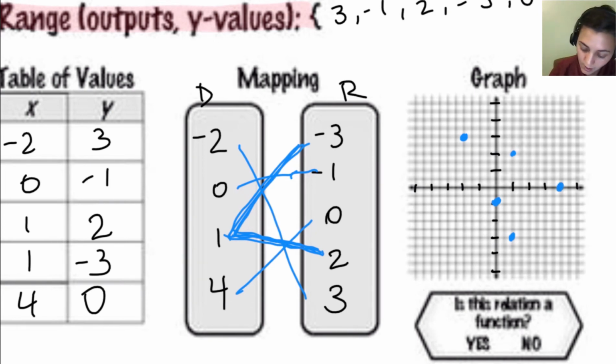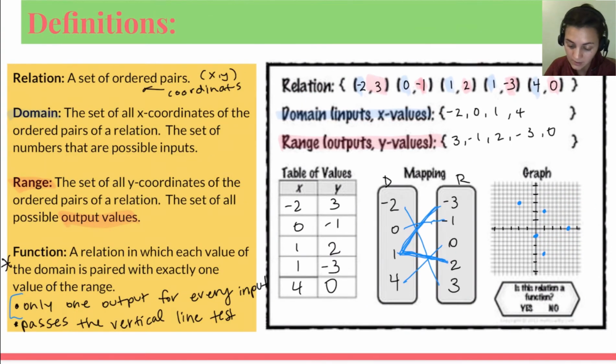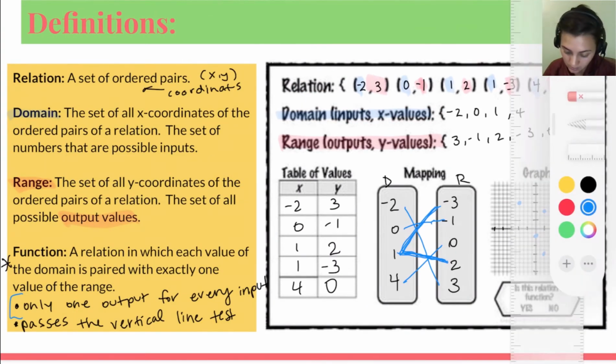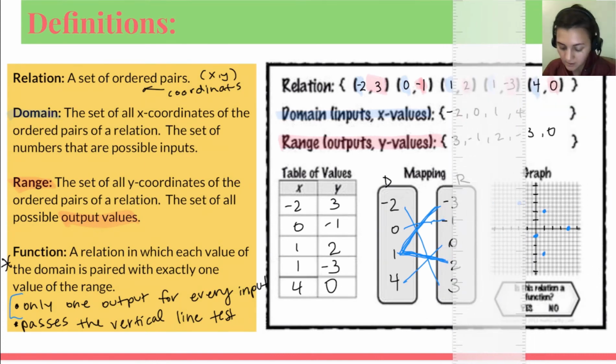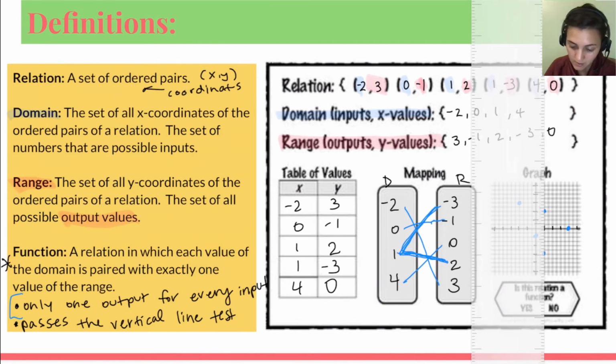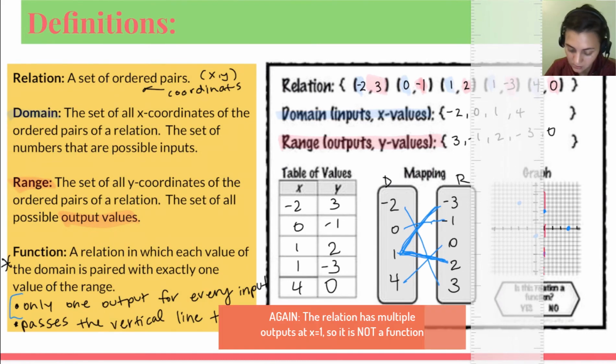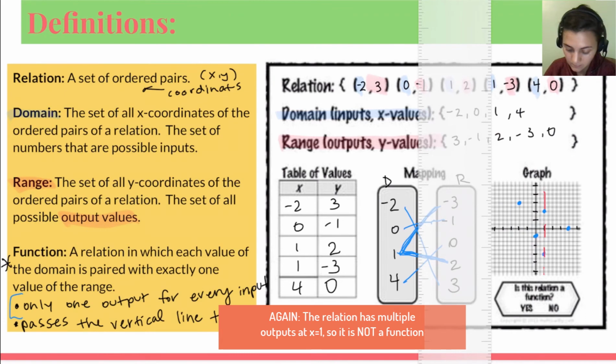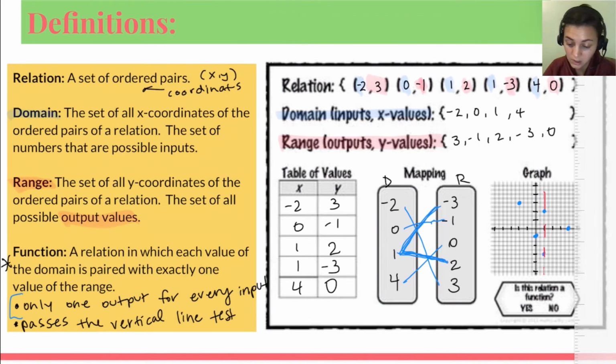So when I graph, it's easier for me to check if it passes the vertical line test. And if I take this ruler out to check the vertical line test and see if it passes, I can see that right here at 2, it does not pass the vertical line test. If I were to draw a vertical line through the x value 1, it does not pass that vertical line because it passes through 2 points. So I can see based on the mapping and the graph that this is not a function. No.